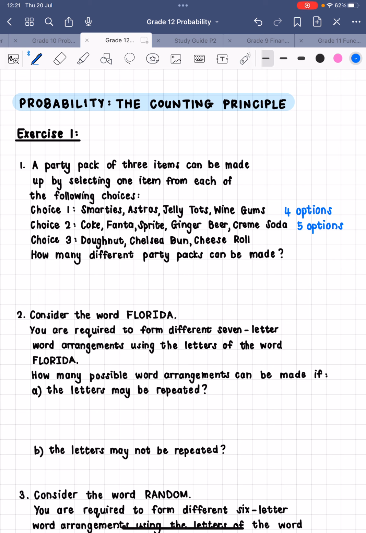Next up, we have a pastry. All right. You can either choose a donut or a Chelsea bun or a cheese roll. How many options? 3.